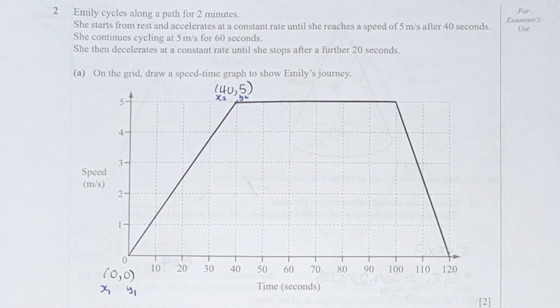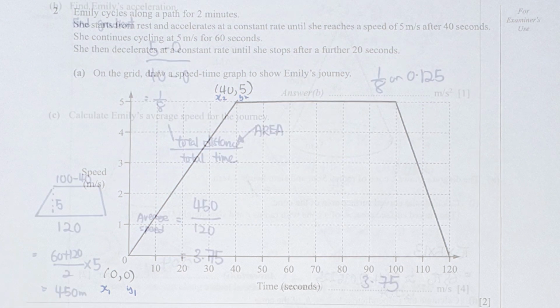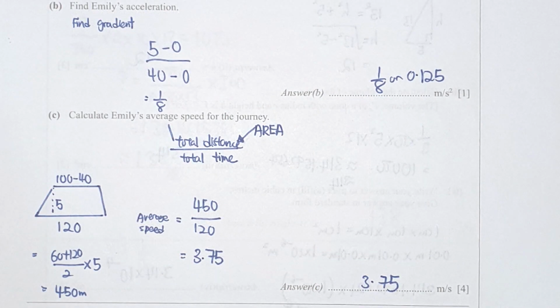Question 2. Key things to take note. Find the acceleration. We will be using the coordinates (0, 0) and (45, ...) here. Run the gradient calculation. Your acceleration will actually be 1/8 meter per second squared.